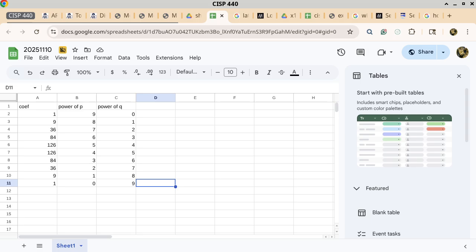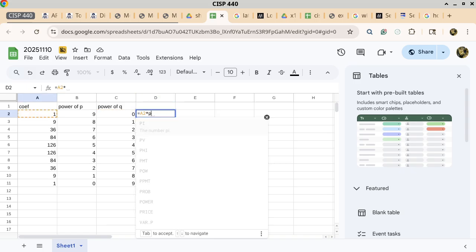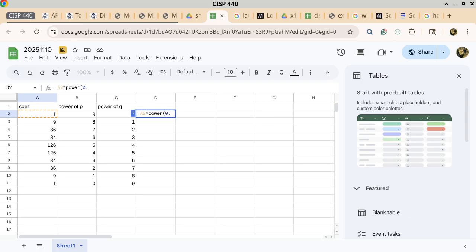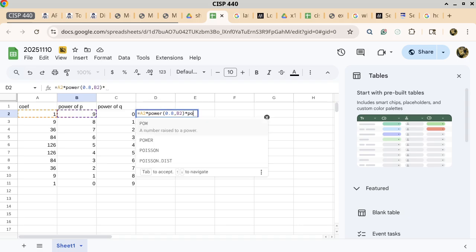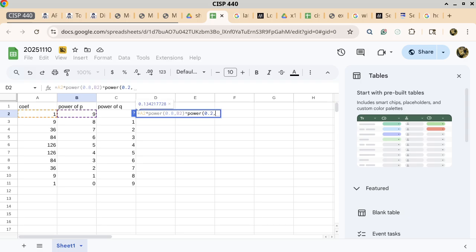Okay. So what do we want to figure out? We already know what P is. We also know exactly what Q is. So now I can multiply the coefficient with P to the power of 9 times Q to the power of 0. Okay, and I will put the product on this side. So I'm basically just multiplying the coefficient times P, which is 0.8, to the power of whatever this cell is specifying, times 0.2 to the power of whatever this cell is specifying.